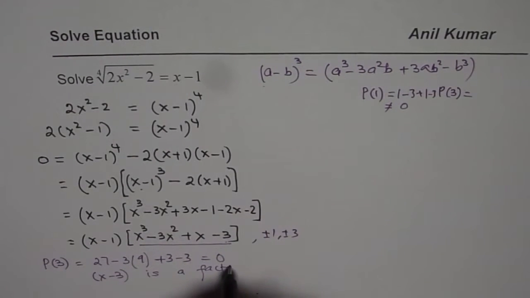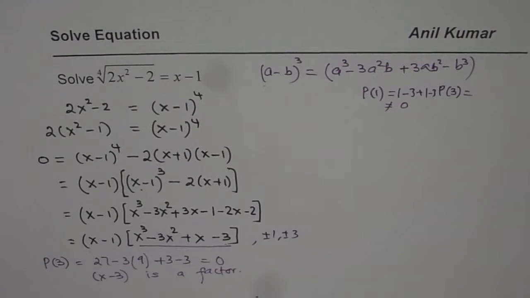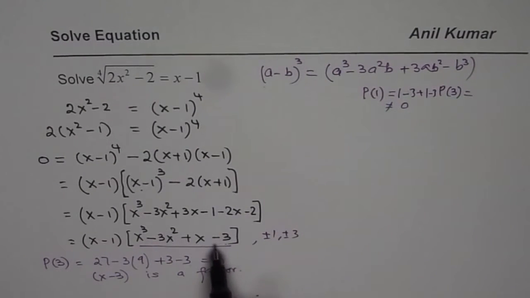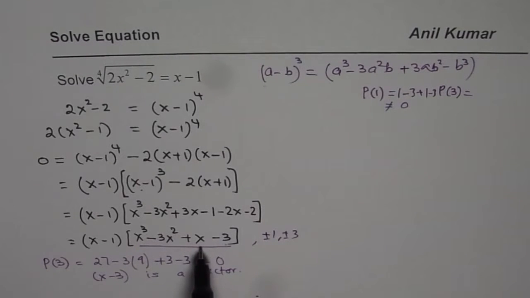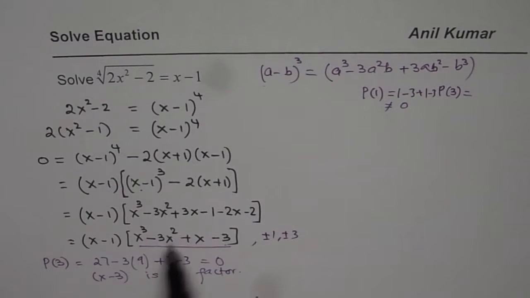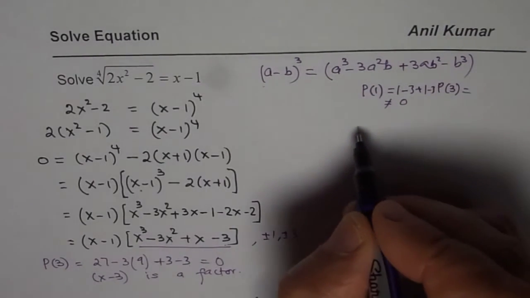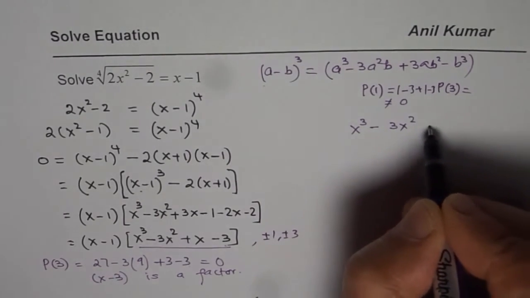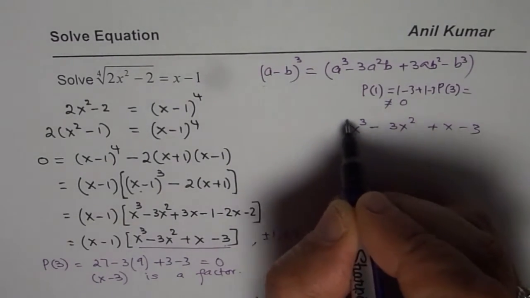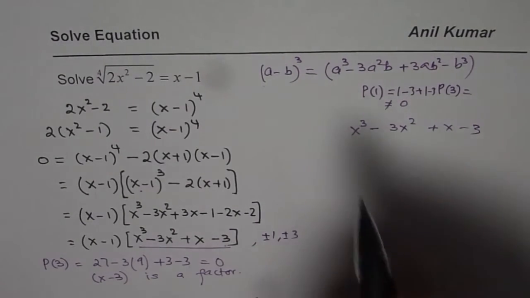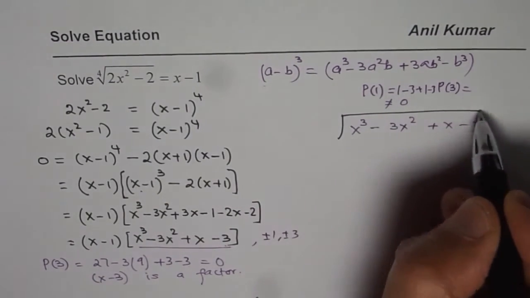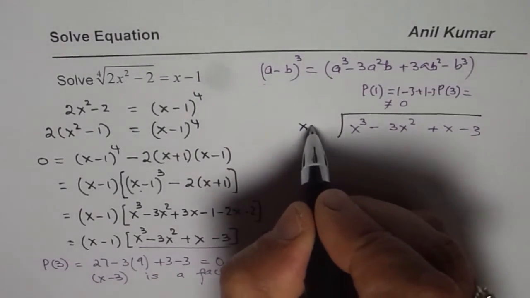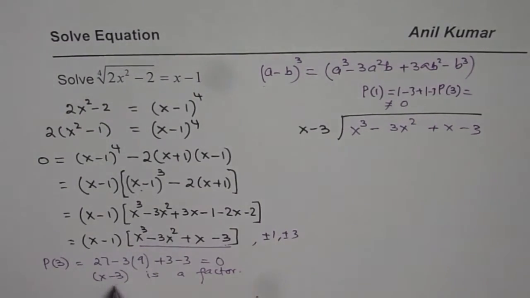Correct? Now, to get the other factor, what we can do is synthetic division at this stage, or we can do long division as you wish, right? Now most students may not know synthetic division, therefore I will do long division for this question, right? So let me do long division here. So we have x cube minus 3x square plus x minus 3, and let me use a different ink here, okay, and we'll divide by x minus 3, since that is the factor.